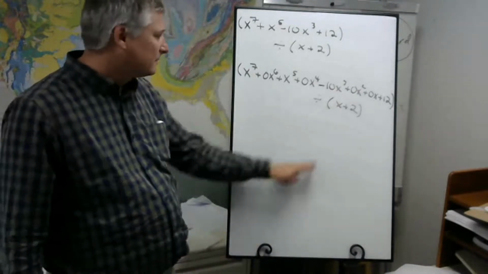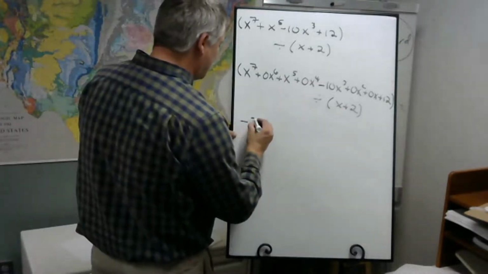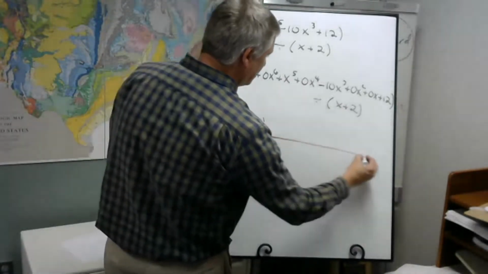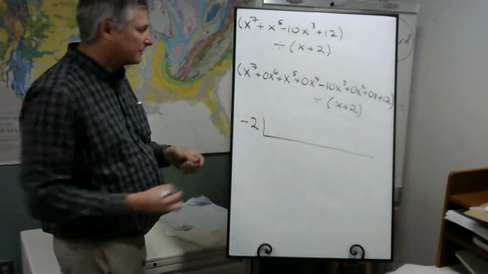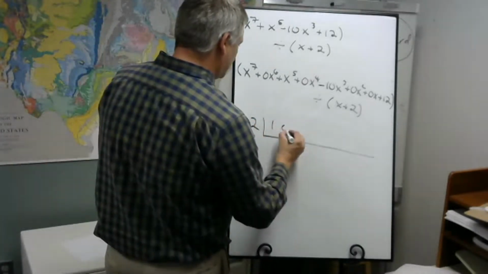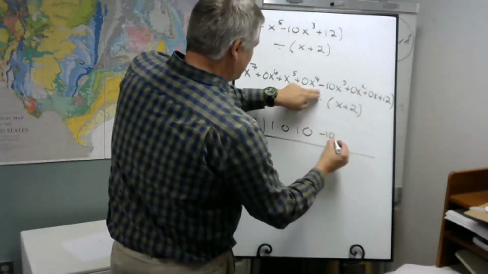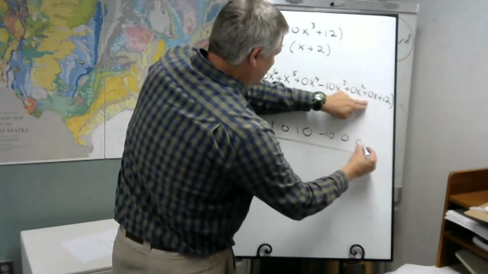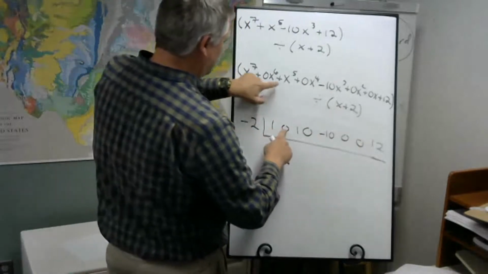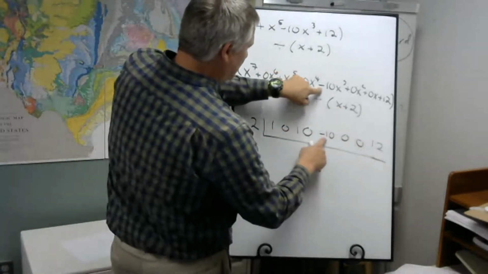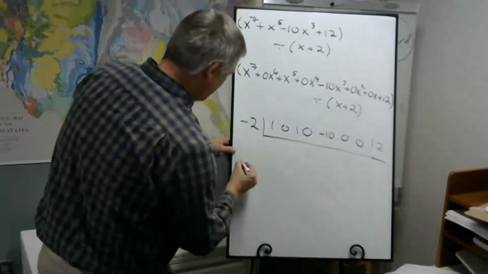Now let's take a look at this. We've got a plus 2, or a plus c. So that means we take the minus version, minus c, on the outside. And now we list the coefficients here: 1, 0, 1, 0, -10, 0, 0, 12. So let me double check that. We got 1, 0, 1, 0, -10, 0, 0, and 12. So we've got it.